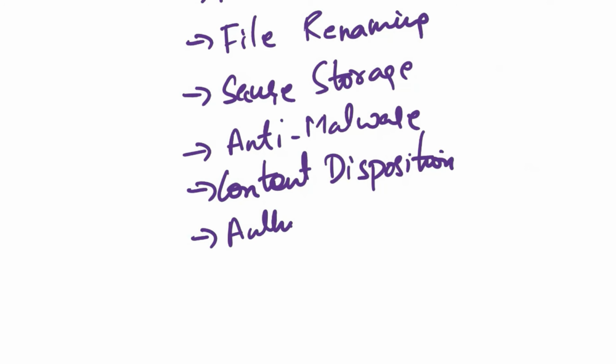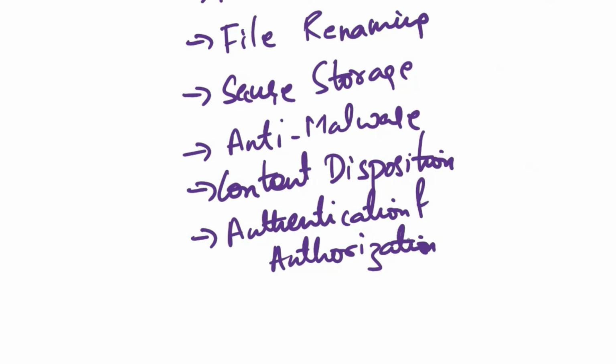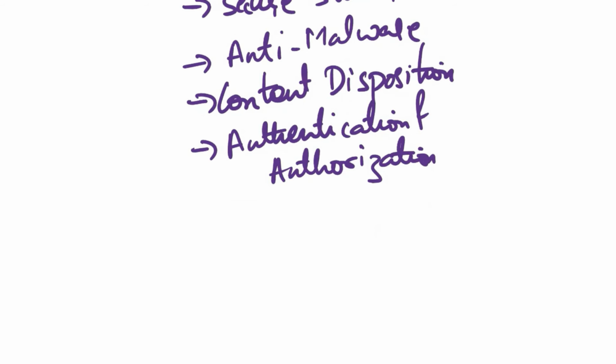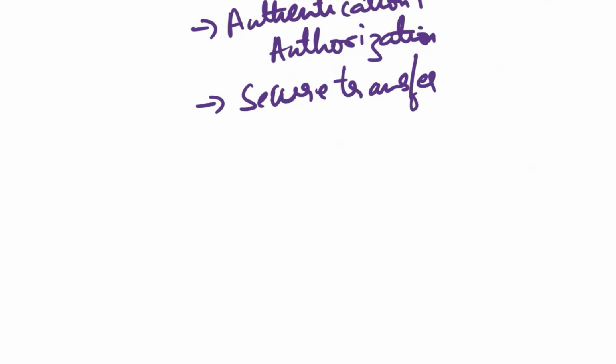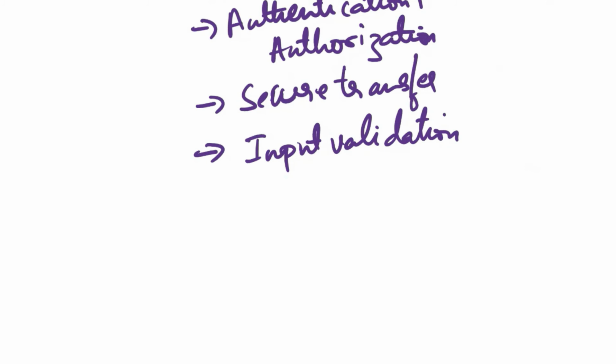Next is authentication and authorization. Ensure that only authenticated and authorized users can upload files. Implement access controls to restrict file access to authorized individuals. Next is secure transfer. Use secure communication protocols like HTTPS to encrypt file uploads in transit to protect them from interception. Next one is input validation. Validate all user inputs related to file uploads, including file names and descriptions, to prevent code injection attacks.